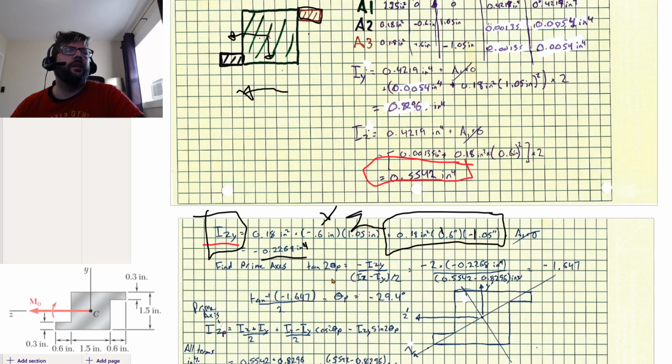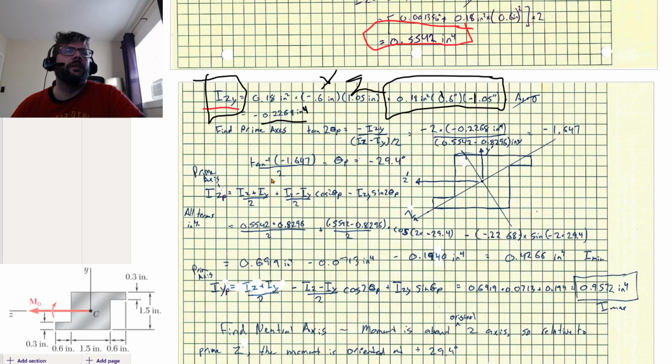And then we can find our prime axes from that. So we have tan 2 theta prime equal to minus IZY divided by (IZ minus IY) over 2. I just moved the 2 up to the top.